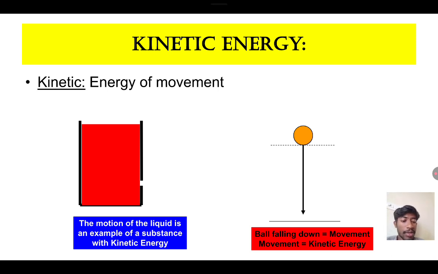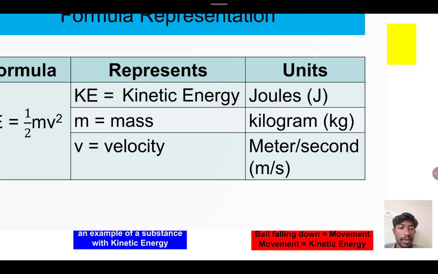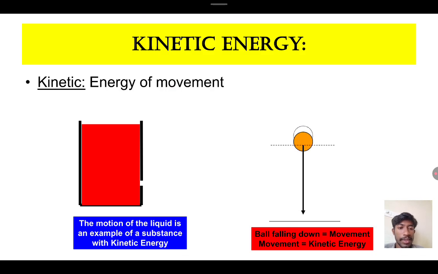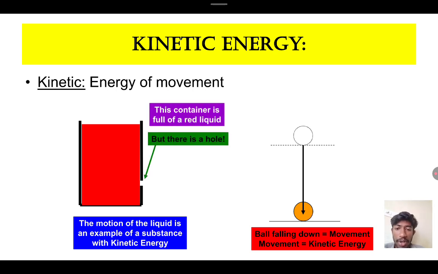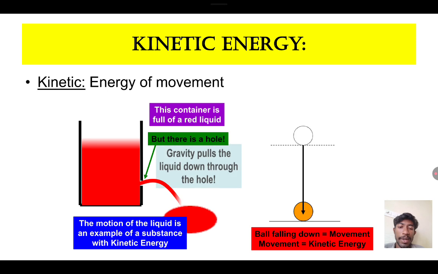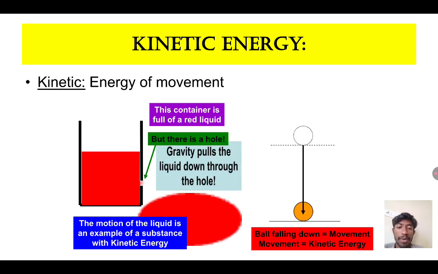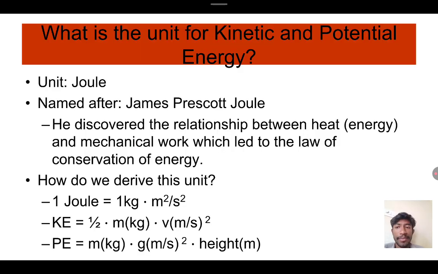A ball falling down has momentum. Momentum is equal to kinetic energy. Here, see, this container is full of red liquid, but hold up, there is a hole. Then gravity pulls out the liquid through the hole, right? So the motion of the liquid is an example of a substance with kinetic energy.